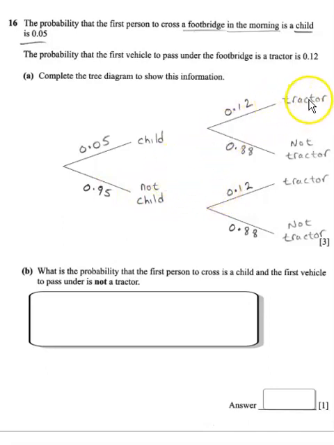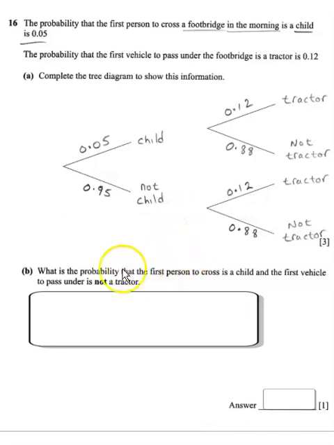Next part of it is tractor and not tractor. It says the probability the first vehicle to pass under the footbridge is a tractor is 0.12, so that's what the tractor is for. If there's no tractor, the probability of no tractor crossing the footbridge is 0.88, which again means when you add them up they should add up to 1. And that's the same for the bottom one as well, 0.12 and 0.88.